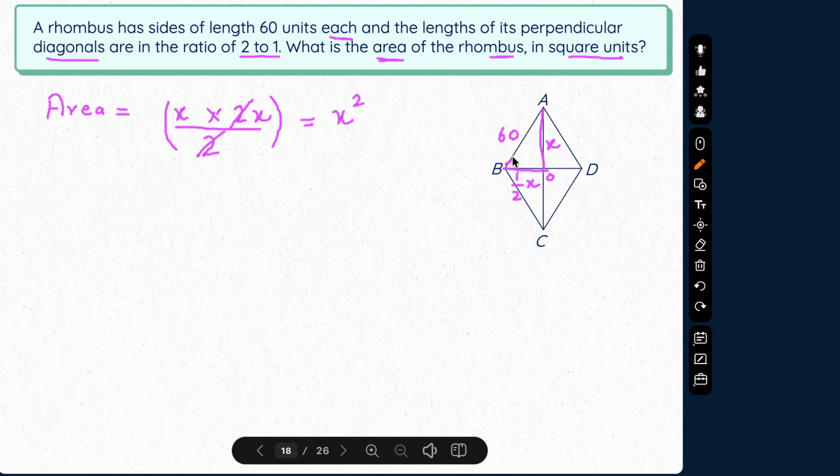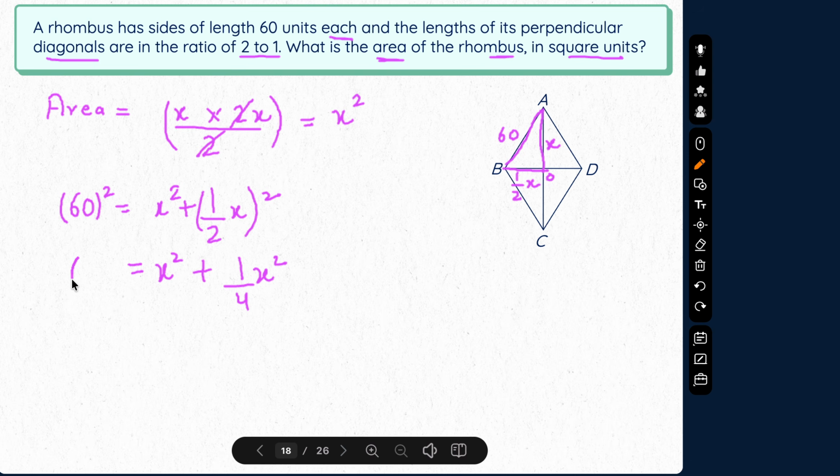So if I consider this right angled triangle and apply the Pythagorean theorem, I can say that 60, which is the hypotenuse, squared is equal to x squared plus 1 over 2 x, whole squared, right? Okay, x squared plus 1 over 4 x squared is equal to 60 squared, right, which is equal to 5 over 4 x squared.